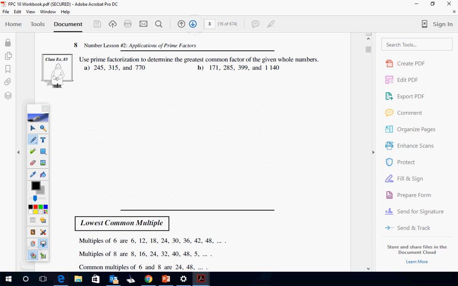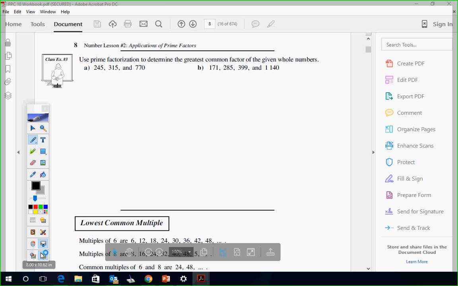All right, so example 3 here says use prime factorization to determine the greatest common factor of the given whole numbers. So now it's giving us a bigger group. You can do a couple things. You can either use a tree, you can do a division table, whichever you want. It doesn't really matter to me. I think the division table might be a little bit easier because it doesn't take as much space. But if you like the tree better, you could do the tree. On my notes here, I'm going to go with a table because that's what they have.